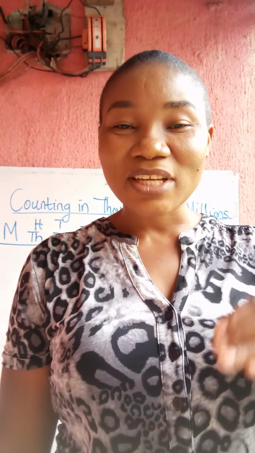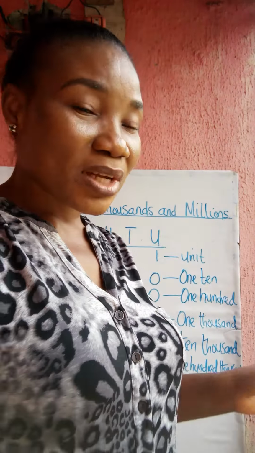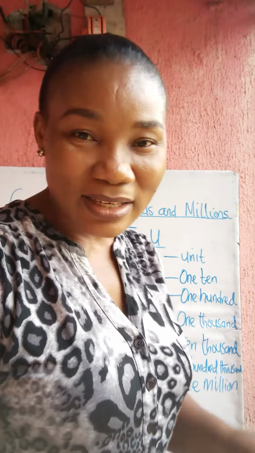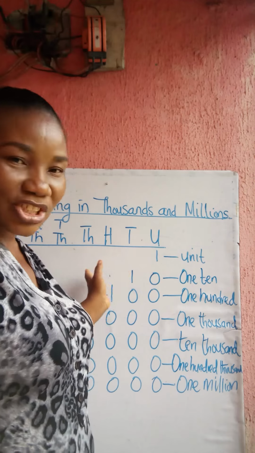Now, our number names start from units. Next is tens. Next is hundred. Next is thousand, 10,000, 100,000, million, 10 million, 100 million, billions, 10 billion, 100 billion, and so forth. But our scope for this class is going to be counting in thousands and millions. Now look at the chart.